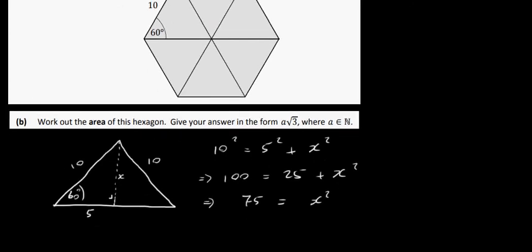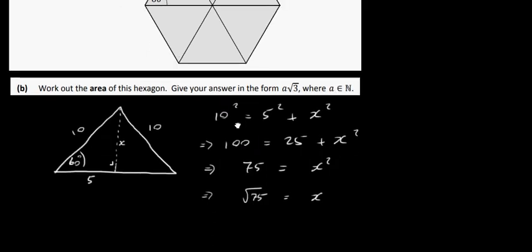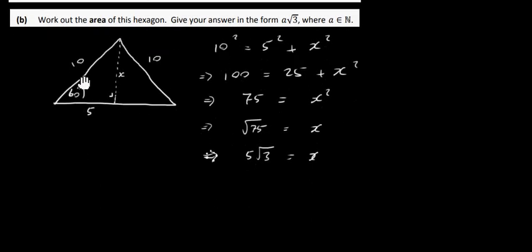So that just gives me x here is the square root of 75. If you just simplify that, you get x here as 5 root 3. Okay, so now we know the height here. So all I've got to do now is find the area of this triangle here.